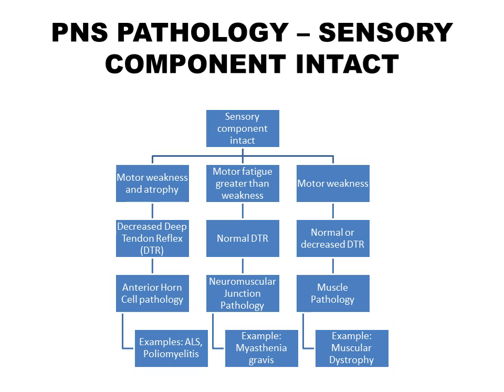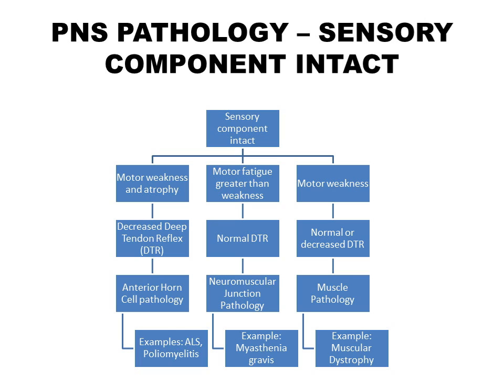If the patient exhibits muscle fatigue more so than muscle weakness with normal DTRs, you should suspect neuromuscular junction pathology such as myasthenia gravis. The third pathology is muscular pathology such as muscular dystrophy. With this diagnosis, the patient will exhibit muscle weakness and DTRs can be normal or decreased.